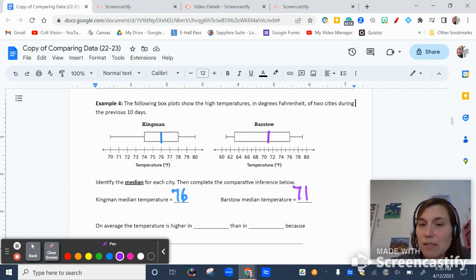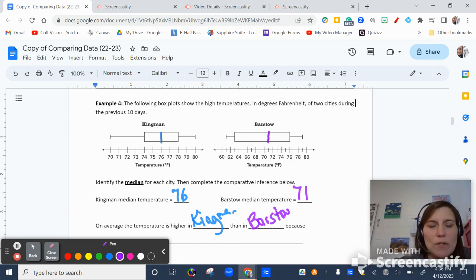So based on the medians, although they look like they're in the same spot, turns out that 76 is higher than 71. So we're going to say on average, the temperature in Kingman is higher in Kingman than it is in Barstow because the median is greater. Easy enough. The next thing it's going to ask us is for the IQR, and I'm going to scroll down a minute to find that.